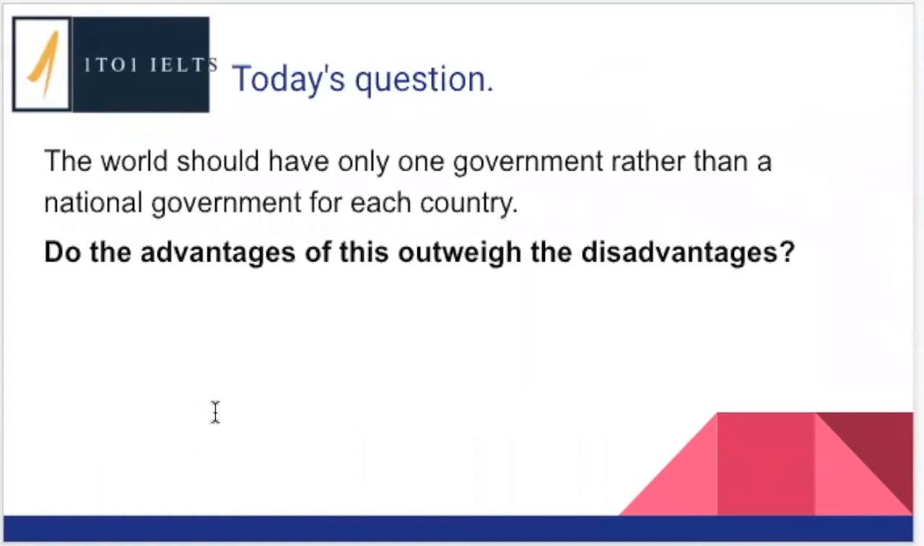Today's question that we're looking at is, the world should have only one government rather than a national government for each country. Do the advantages of this outweigh the disadvantages? And we've been generating some ideas recently. And I think we said that the disadvantages outweigh the advantages.